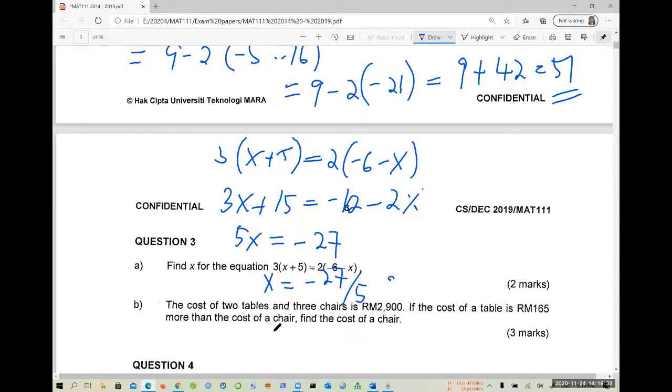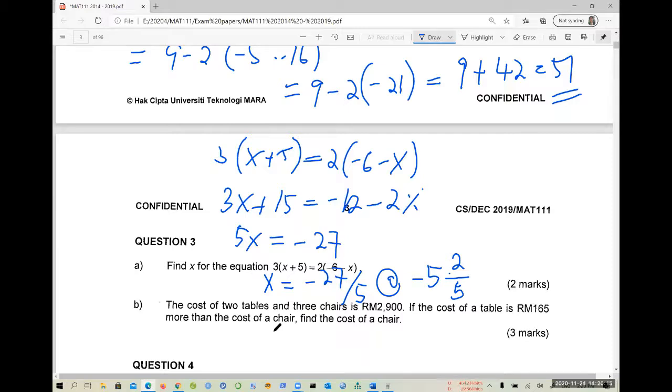Or you can write this in the form of mixed numbers: 5 times 5 is 25, so that means negative 5 and 2 over 5. So that is for the linear equation. So you need to show the process.